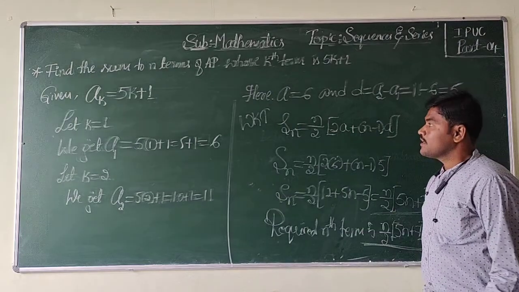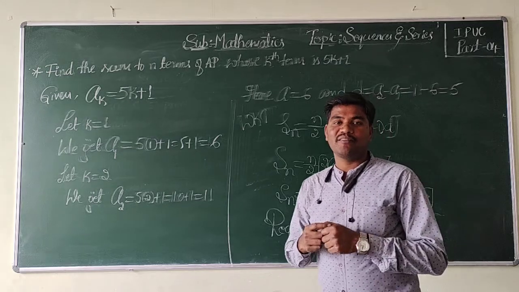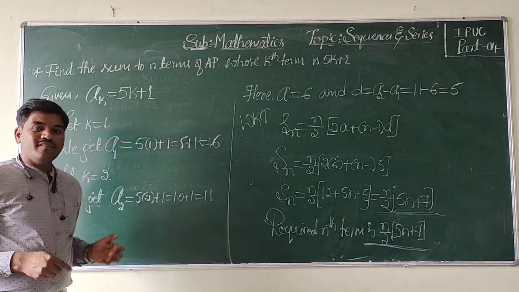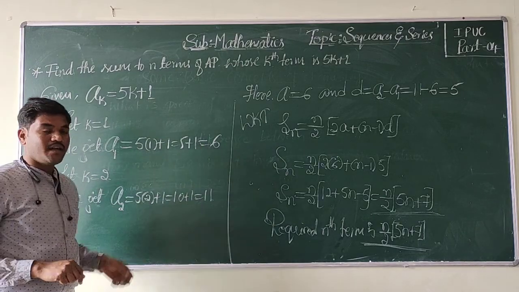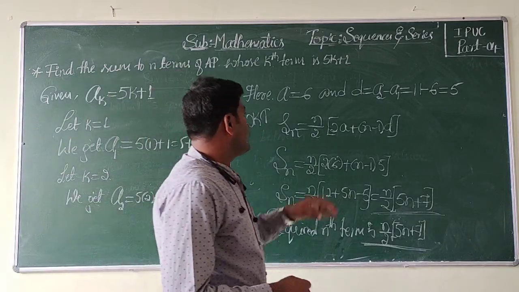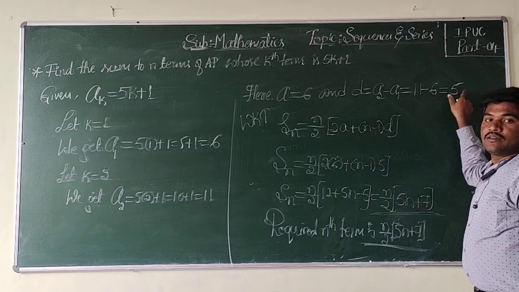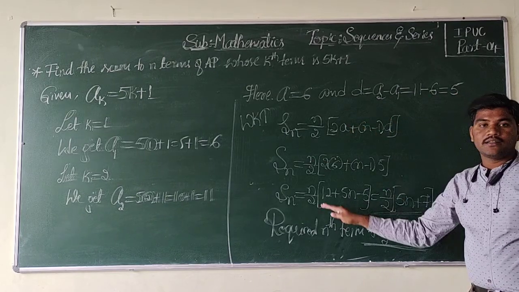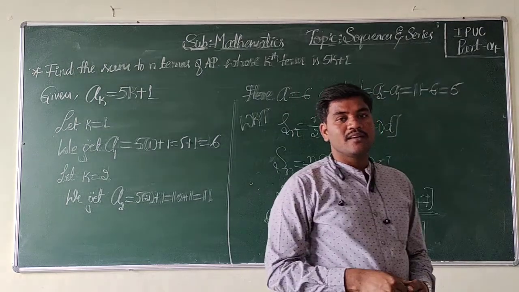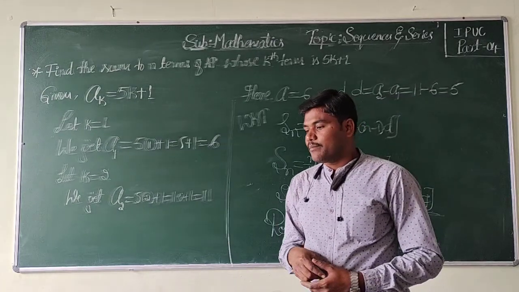See here, the kth term of AP is given. Using that kth term, first find out two terms of AP, the first term and second term. Replace k by 1, we get the first term, that is 6. Replace k by 2, we get the second term, that is 11. Now, the difference of AP is a2 minus a1, that becomes 5. Substitute here, we get the sum of n terms of AP is n upon 2 into 5n plus 7. Have you understood this? Okay, let's move towards the second problem.